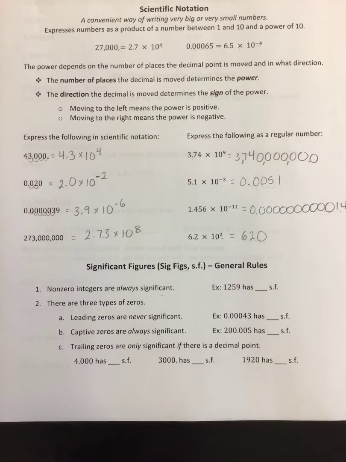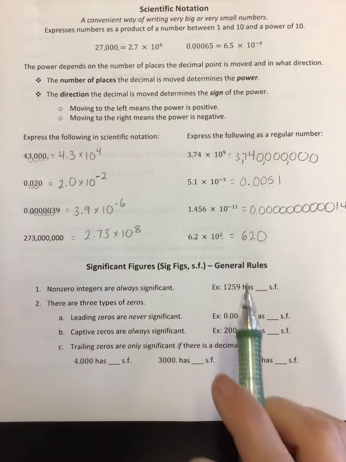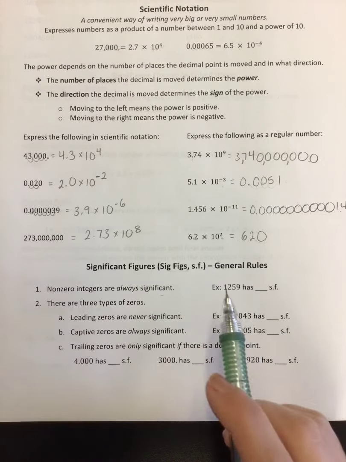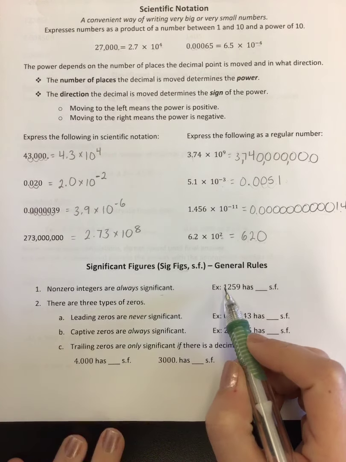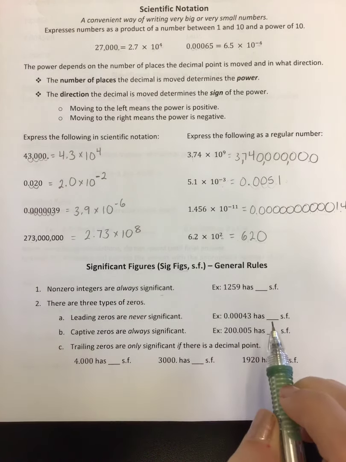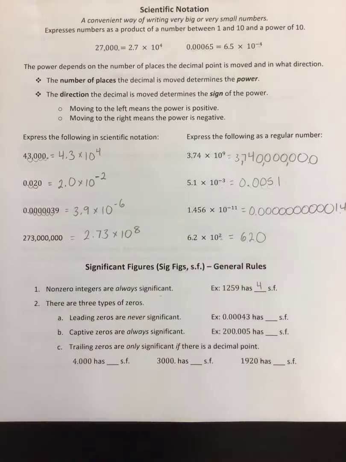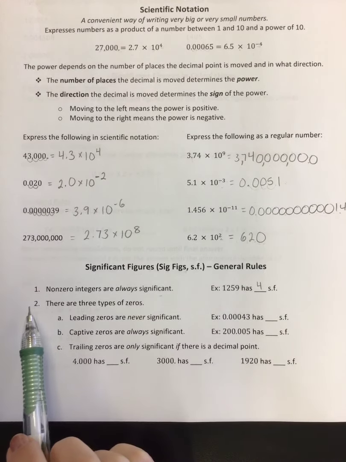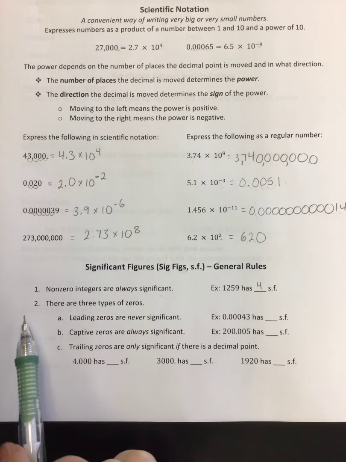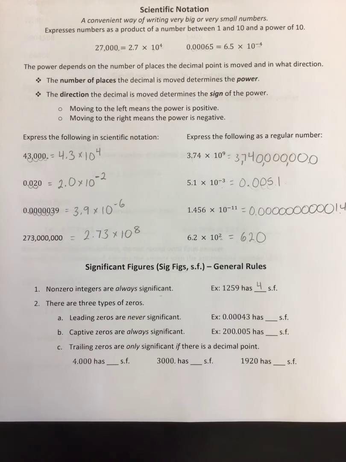So the first rule for sig figs is that non-zero integers are always significant. So if you have a number and it has no zeros in it, every digit in that number is significant. So 1, 2, 5, 9, none of those are zero. They're all significant. So I have 1, 2, 3, 4 total significant figures. Now, when you do have zeros, you have some other categories that you have to consider because it matters where the zero is located in the number, okay?